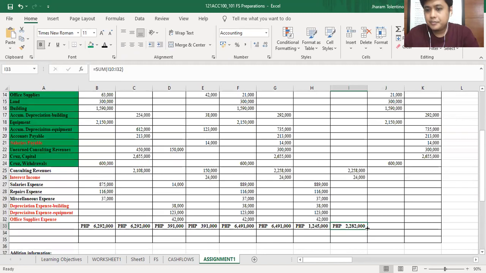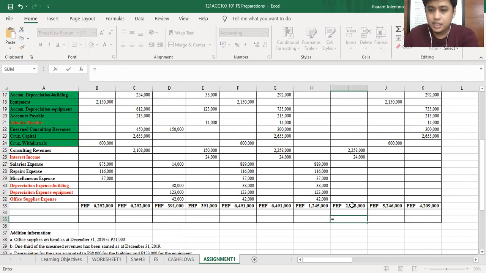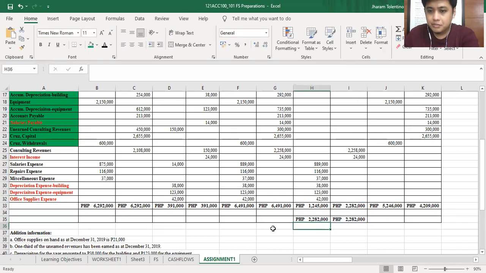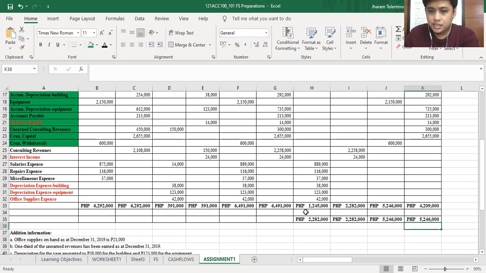After which, kunin mo lang yung balances. Okay. So dito sa baba, ano yung ginagawa for the income statement? Again, sabi ko, tingnan mo kung ano yung mas malaking side. So we have a credit side, just copy. 2,282 para balanse. Then in this side, we have 5,426. Just copy.